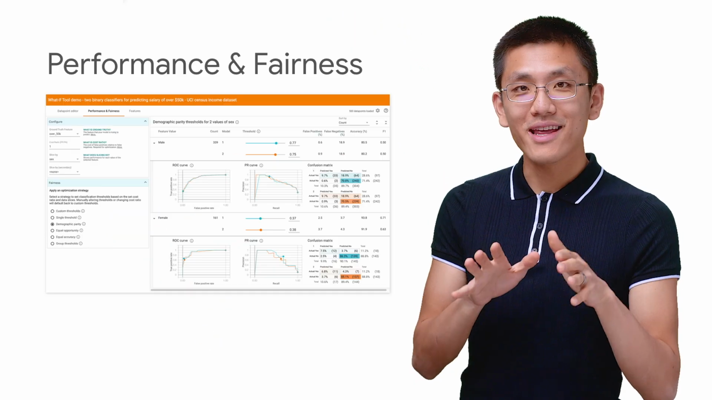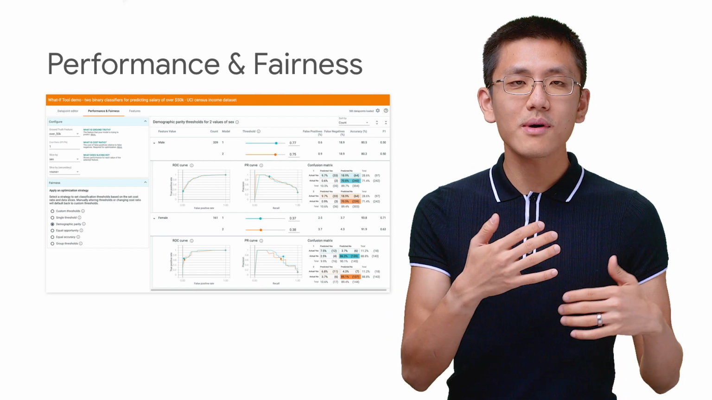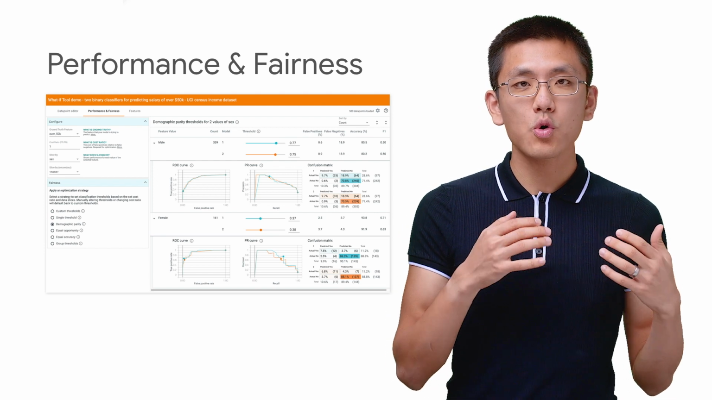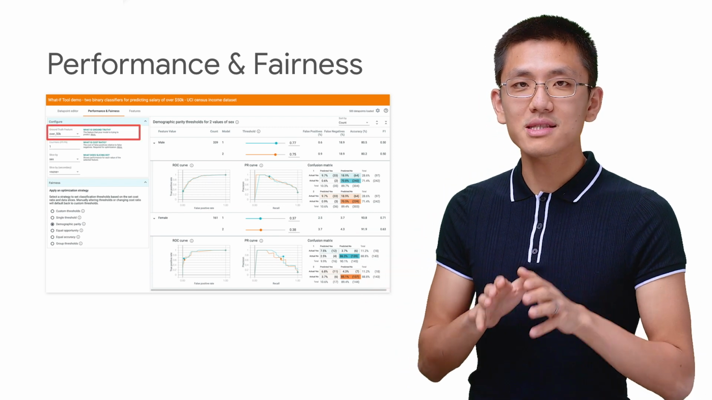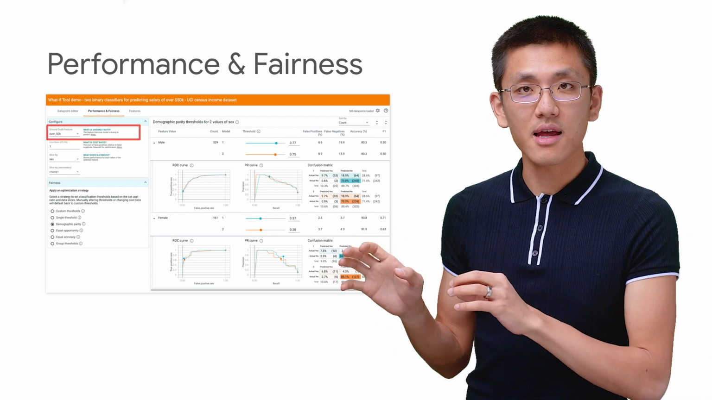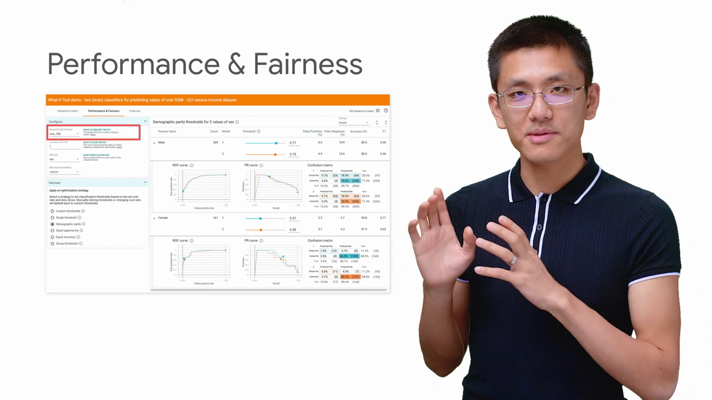This tool's got two more tabs of information. The next one is called Performance and Fairness, which allows us to look at overall model performance and ask questions about model performance across data slices. Be sure to set that ground truth feature in the upper left, which is the label that we'll be predicting on, in order to get the most out of this panel.